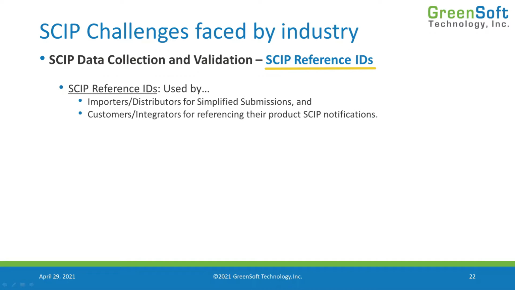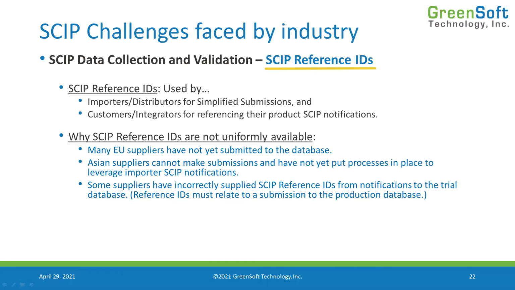They simply enter my reference ID and say, I'm placing this on the market, and they don't have to build a whole dossier. Also, my customers and integrators, if they're using my product and theirs, I can give them the reference ID, and instead of listing all the SCIP parameters for my article in their SCIP dossier, they can just list the reference ID. It's called referencing. So these are very powerful when they're available, but they're not readily available, and the reason for that is varied.